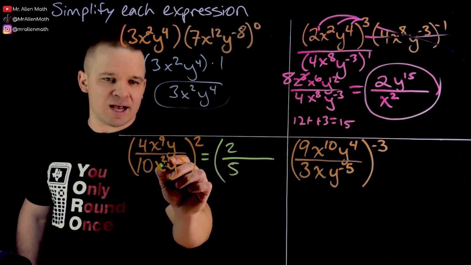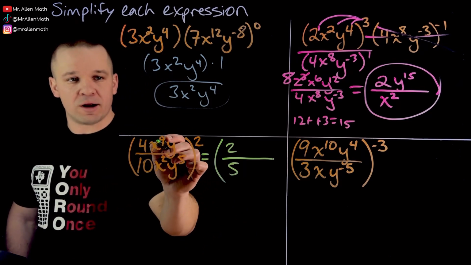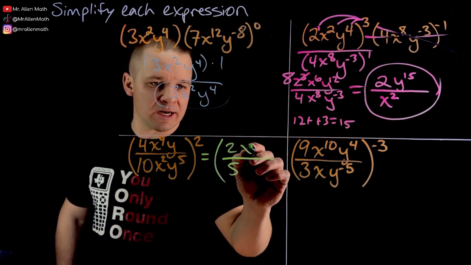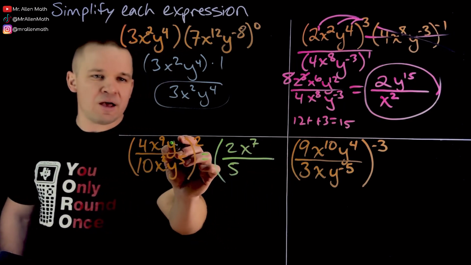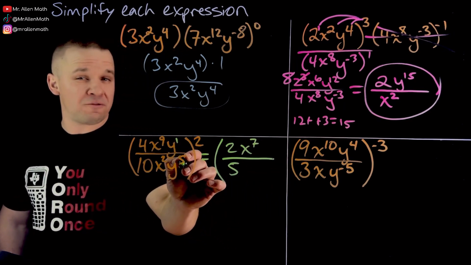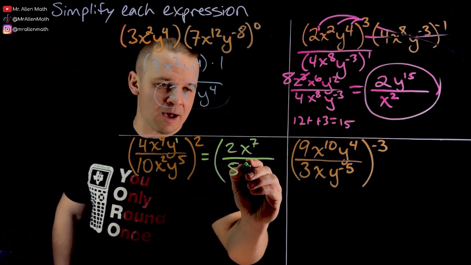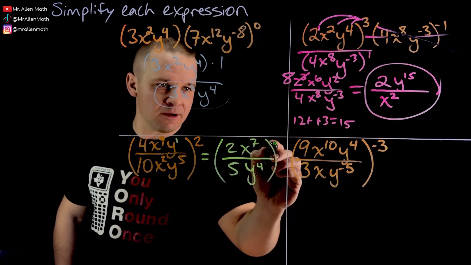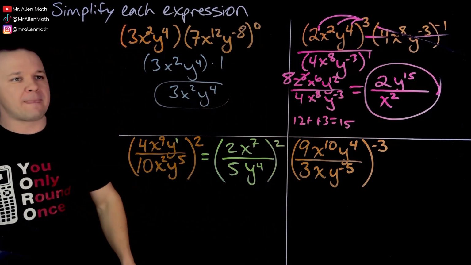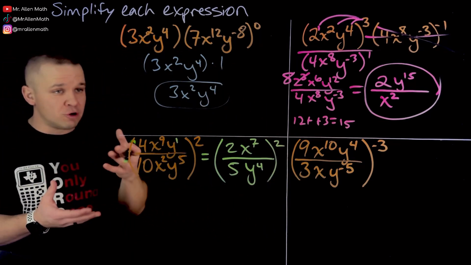X to the 9th, x squared, bigger exponents up here in the numerator. 9 minus 2 is 7, so we get x to the 7th in the numerator. And then I have y to the 1st and y to the 5th. 5 is the larger one. 5 minus 1 is 4. Larger one's in the denominator, so y to the 4th. Close it, it's all squared. Cool. So now I have less to distribute this to.